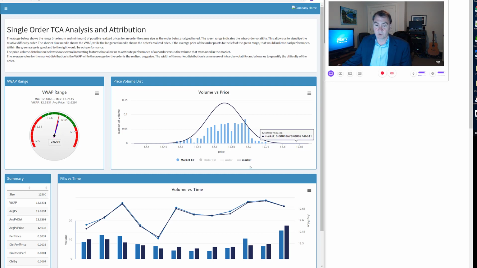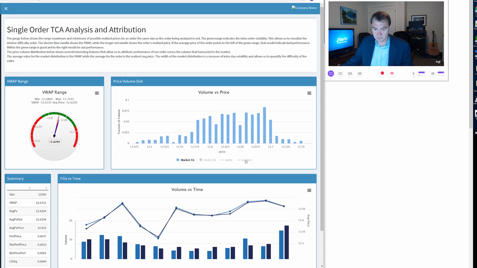Now why might we want to do that? Well, it turns out that different stocks have different characteristics, and some stocks have a lot of volatility and some stocks have very low volatility. And what we want to do really is handicap the difficulty of a VWAP order. Okay, and we can do that by normalizing by the intraday volatility. So that's the width of this distribution.